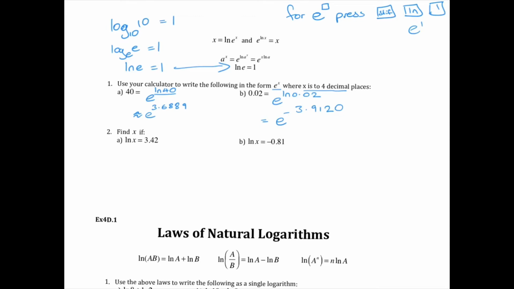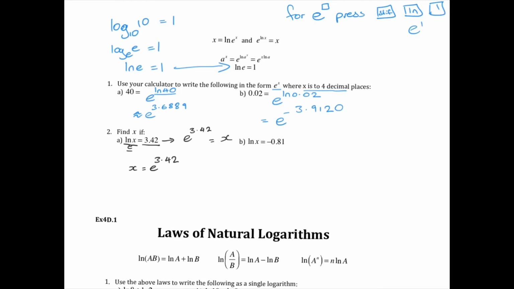Anyway, find x if ln x equals 3.42. Girls, I just want to get rid of the ln. How do I cancel out ln? You put it to the power of e. I can put both sides to the power of e. They cancel out. And so x equals e to the 3.42. Does that make sense? Now, they wanted us to find x, so what do you think the last thing I need to do is? Put it in the calculator, yeah.